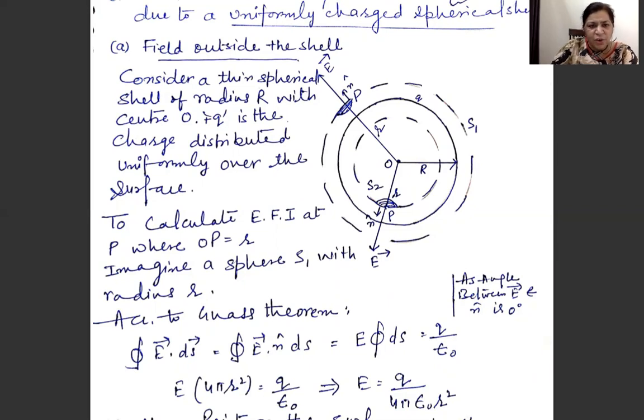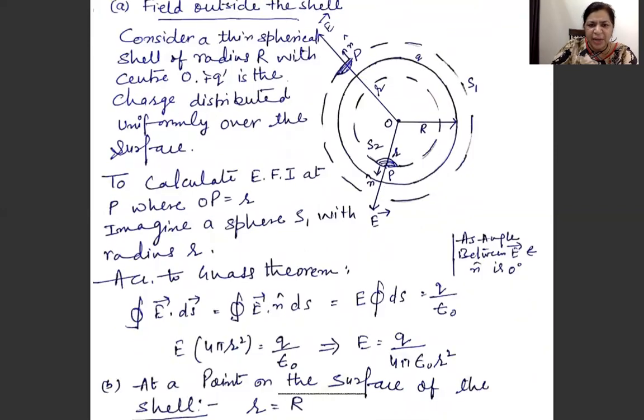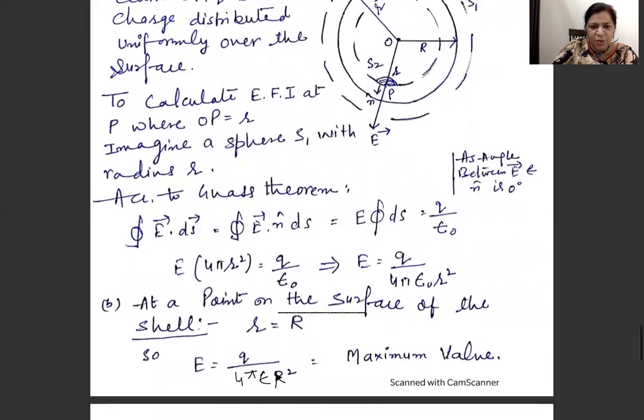First of all, we will calculate the field outside the shell. Consider a thin spherical shell of radius R with center O, and plus Q is the charge distributed uniformly over the surface. To calculate the electric field intensity at P, you can see the point P is such that OP is equal to r. Now imagine a sphere S1 with radius r. According to Gauss theorem, the surface integral of electric field intensity, we can write it as vector E dot n cap dS.